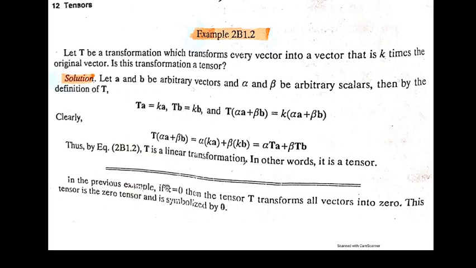Now one thing more: k is a scalar, so it can be 0. If it is 0, then this type of transformation will transform each vector into a zero vector. So this type of transformation in which k is 0 is known as the zero tensor. This is the symbol for the zero tensor. This is not a zeroth order tensor. This is only the zero tensor, not a zeroth order tensor.